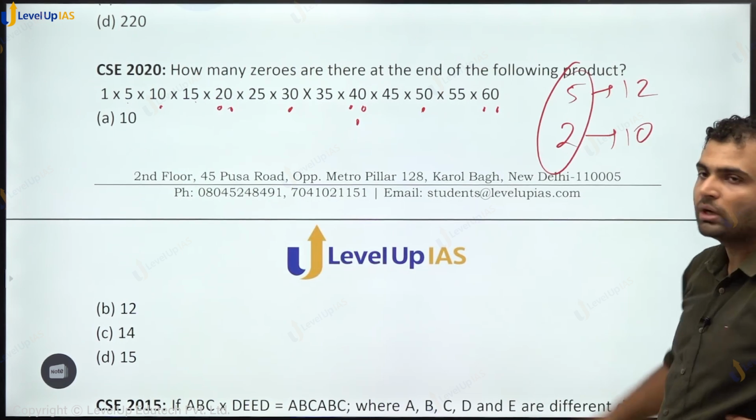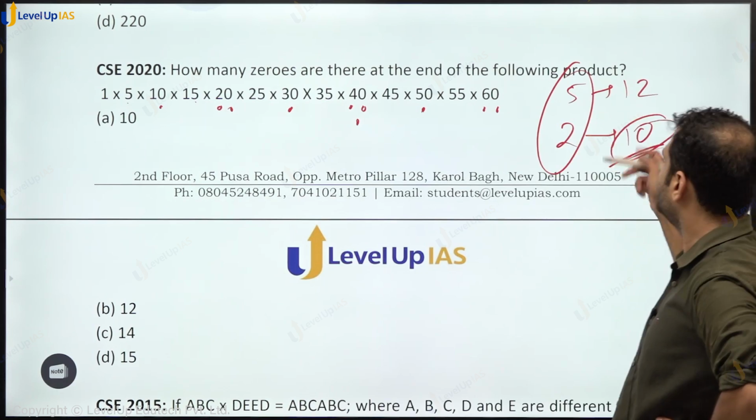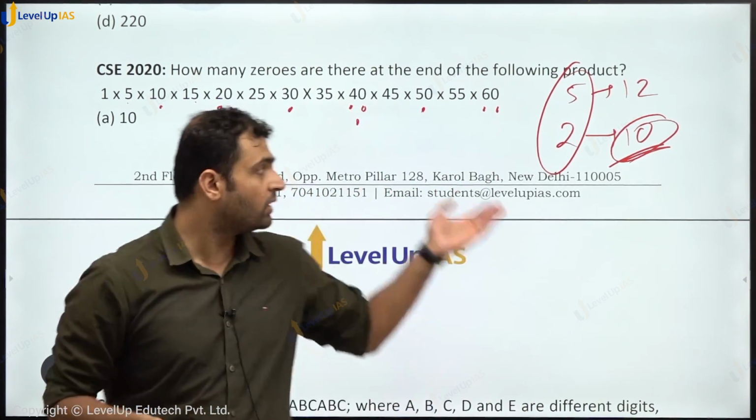So only when you combine 5 and 2 you will get 10, and that is the 0. So only 10 zeros will come, because 2 appears only 10 times. Whatever the lesser quantity, that will come.